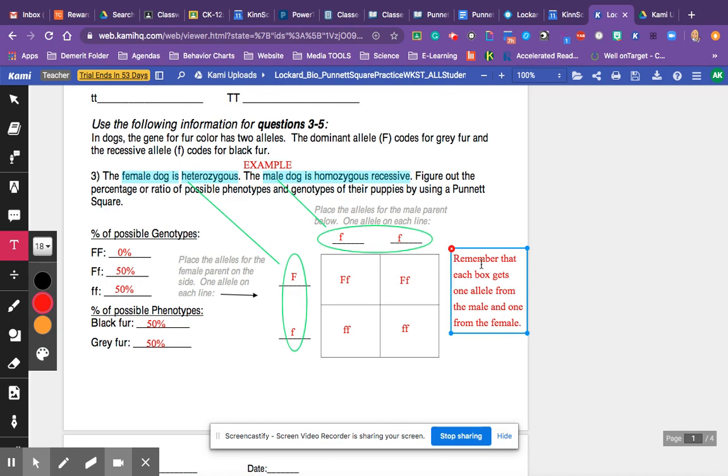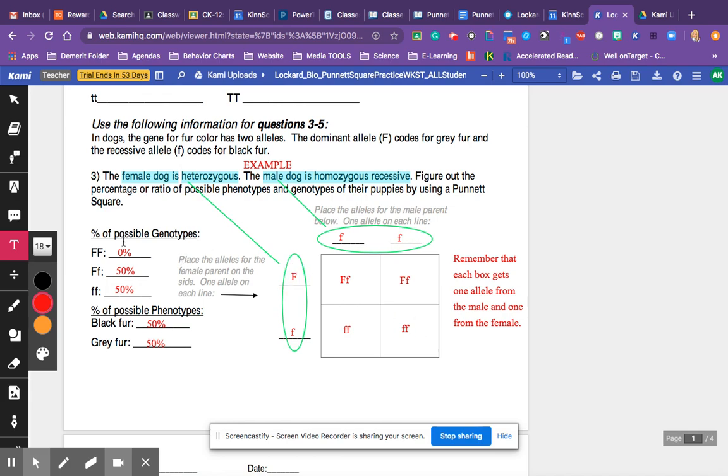Over here, I put a little comment to remember that each box gets 1 allele from the male and 1 from the female. So we're always going to bring 1 down and 1 over. So this would be big F, little f. We're going to bring 1 down, 1 over. So big F, little f. Then this one, we are going to bring 1 down, 1 over, little f, 1 down, 1 over, little f, okay? So now we have our Punnett square filled out correctly. And so now we can answer some questions about it.